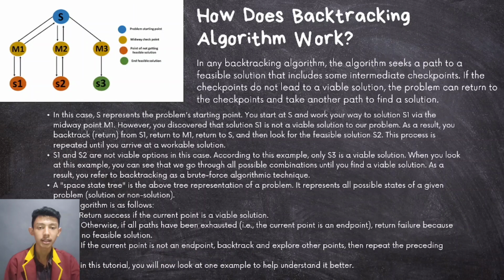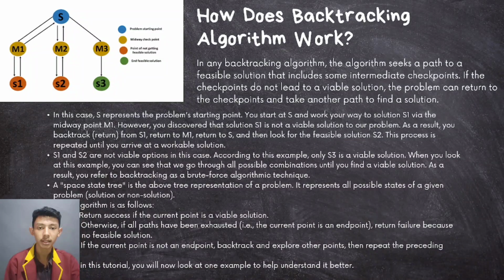And next, how does the backtracking algorithm work? In any backtracking algorithm, the algorithm seeks a path to a feasible solution that includes some intermediate checkpoints. If the checkpoint does not lead to a viable solution, the program can return to the checkpoint and take another path to find a solution.